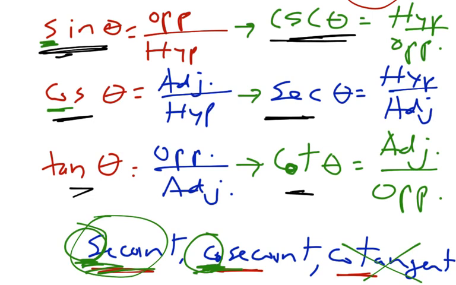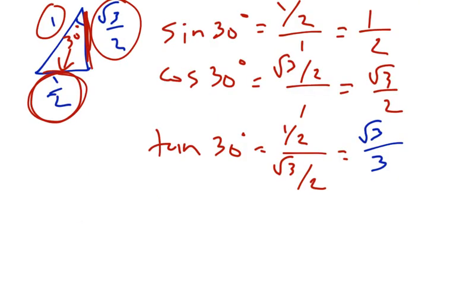So let's do cosecant and sine. I have sine, which is 1 over 2. So cosecant of 30 is flipping those two, which is going to be 2 over 1.